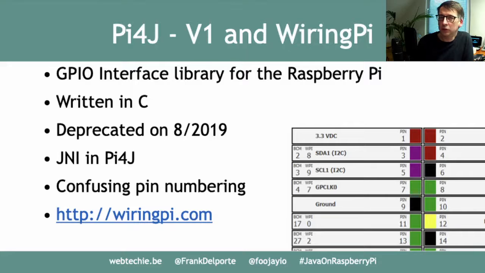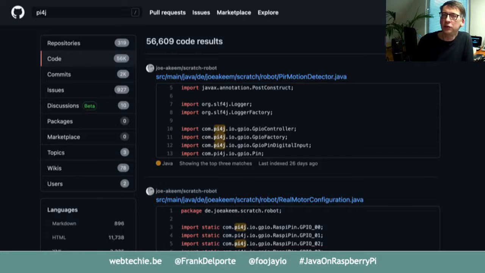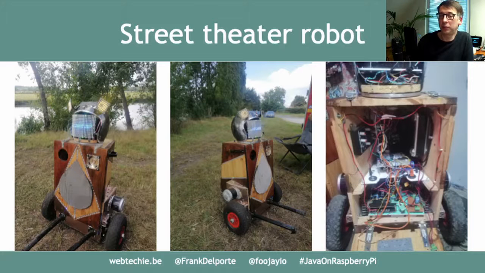But on the other hand, we needed to evolve because Pi4J is used in a lot of projects. If you look only in GitHub, you will see that there's almost 60,000 references to Pi4J. So it is actively used, and we need to move on and find a way to fix this. Some example projects where it's used: this Street Theater robot is only one of them, which is a fun way of interacting with electronics and showing what you can do with electronics from a very different perspective as a software developer, for instance, or where you use professional electronic components.